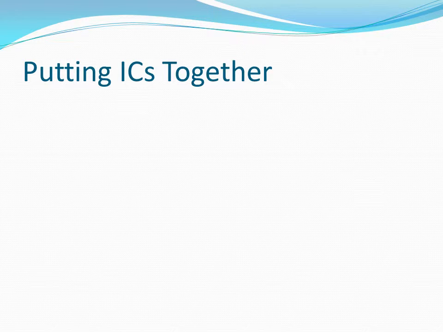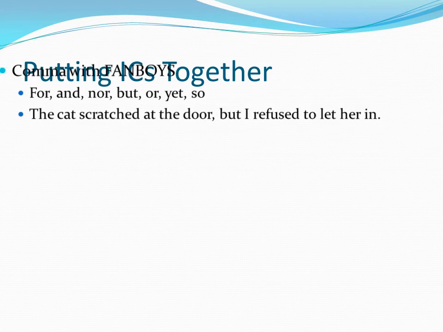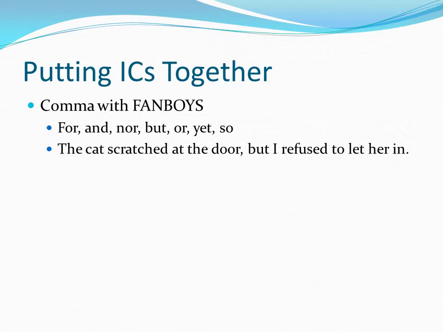When you want to put independent clauses together, there are specific ways you have to do that. You can use a comma, but it has to be used together with a coordinate conjunction, which I call the fanboys. That's an acronym that helps you remember which ones are the coordinate conjunctions. For, and, nor, but, or, yet, so. If you have a comma along with one of these words in between two independent clauses, then you're okay. For example, the cat scratched at the door, comma, but I refused to let her in. This sentence is correct.